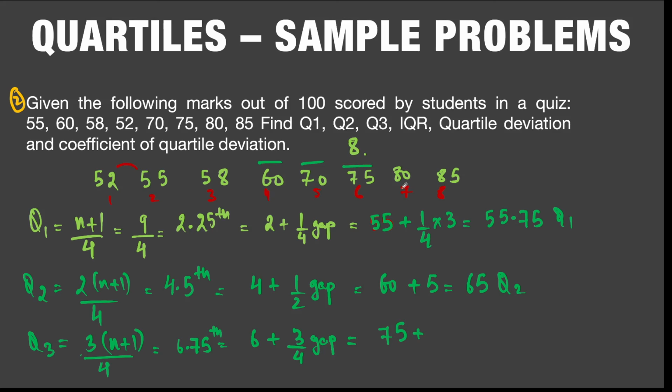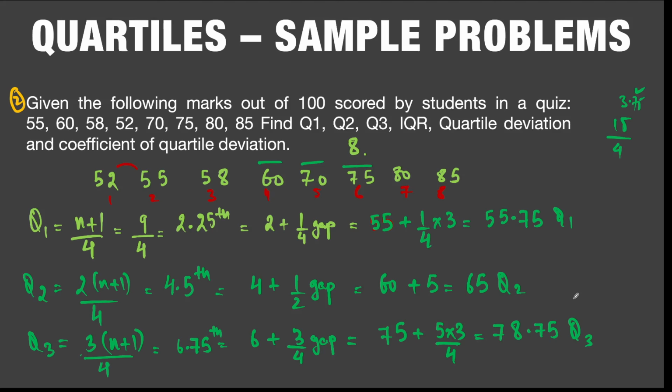Plus the gap between 75 and 80, which is 5. So 5 into 3 by 4. 5 3 is 15, 15 over 4. 4 3 is 12, so it's 3.75. We're talking about 15 by 4, and 3.75 is what we're looking for. So it's going to become 78.75. This is my Q3.